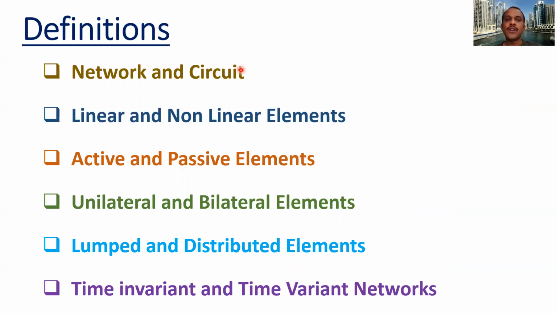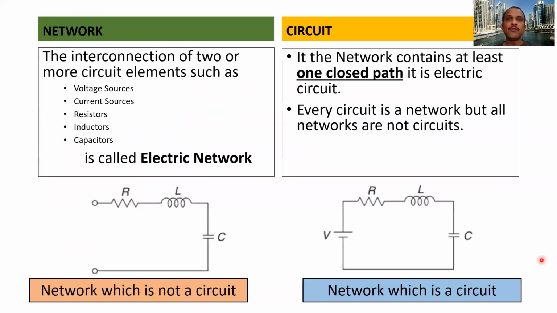The difference between network and circuit, linear and non-linear elements, active and passive elements, what are unilateral and bilateral elements. What is a lumped element, what is a distributed element, and what are time variant and time invariant networks. So let us go to a network first.